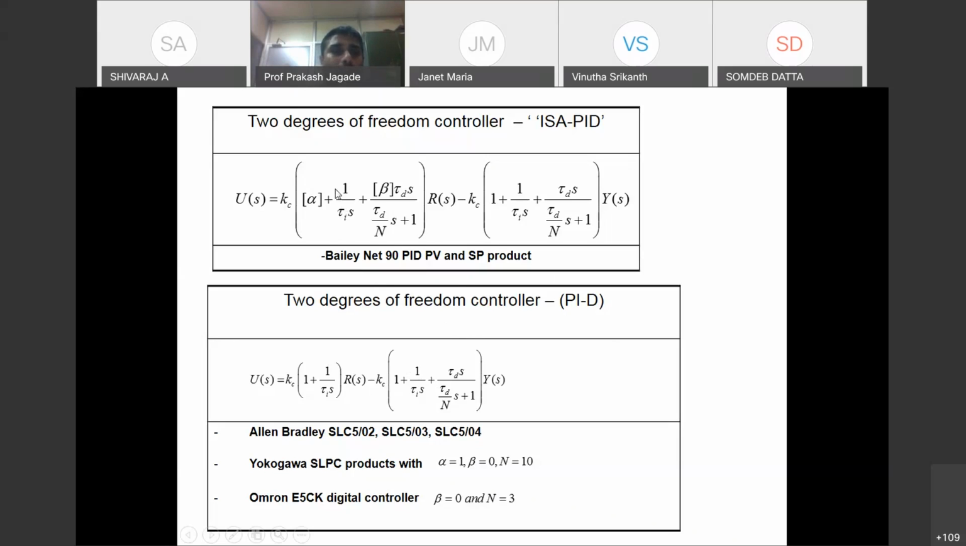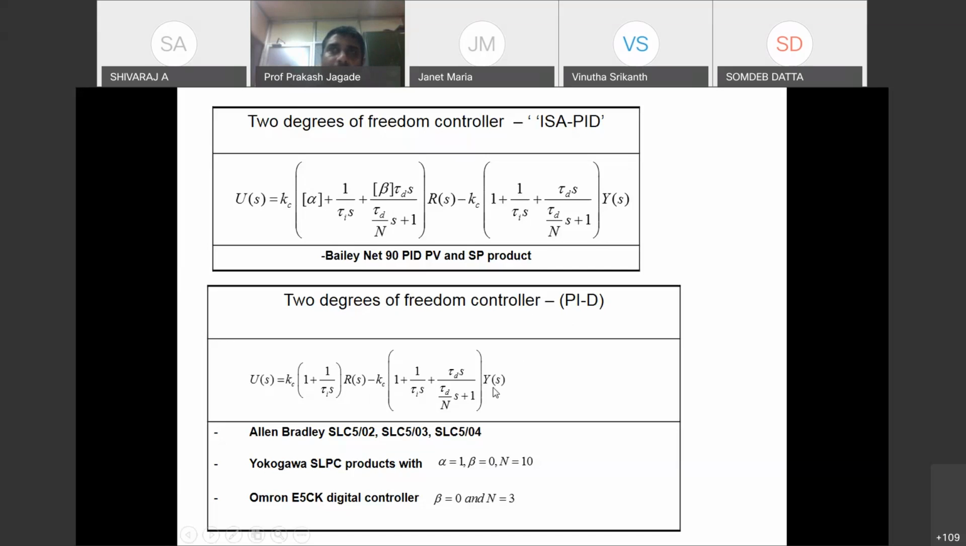And by setting the value of alpha as 1 and beta as 0, you can get this transfer function. So the transfer function presented in the first table is the most generic one. By setting alpha equal to 1 and beta equal to 0, you will get a variant of the 2 degrees of freedom PID controller, which is PI-D. Let me repeat again: the proportional action and integral action are based on error, whereas derivative action is based on process variable, that is based on Y.